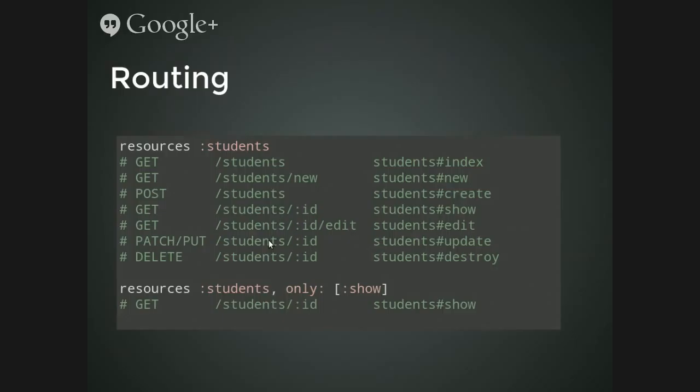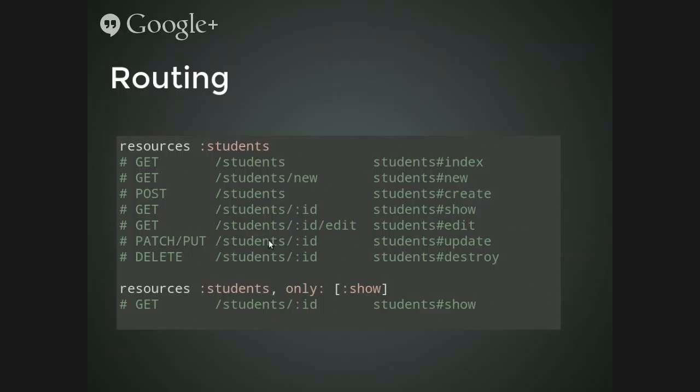So students usually corresponds to a model. Model objects you can perform create, read, update, destroy actions on. These routes just encode that functionality, basically, more or less. So every one of these routes corresponds to something relating to creating, reading, updating, or destroying a student.